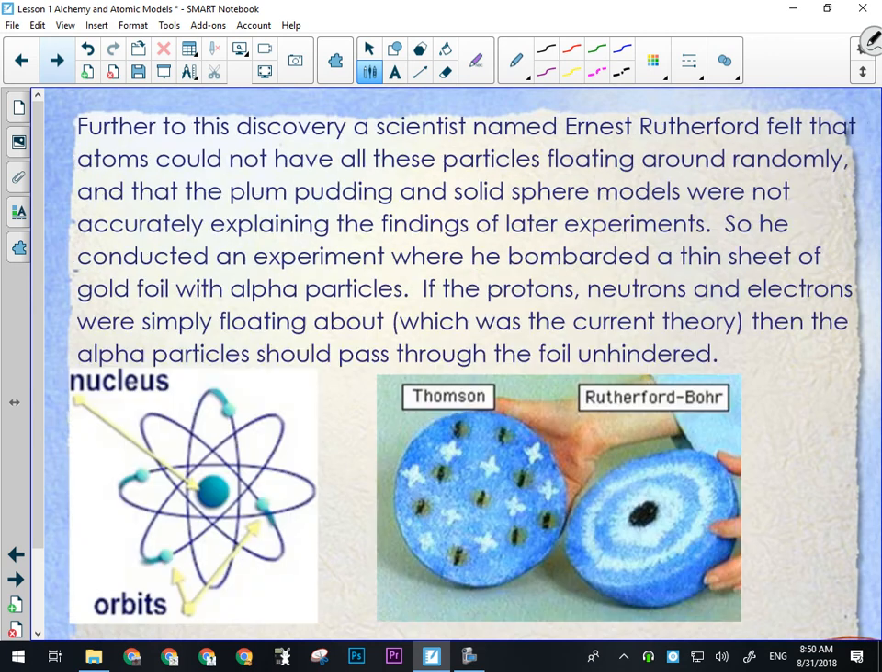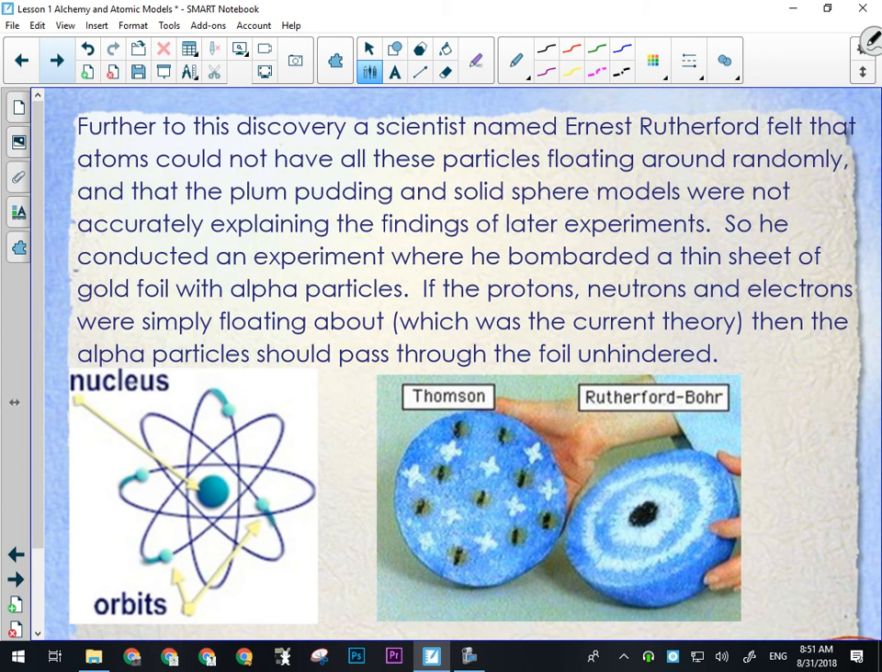So a guy came along, and he said, I've got to design an experiment that can find out whether there is a nucleus or whether atoms are much bigger or smaller than people think. A guy named Ernest Rutherford came along, and he said atoms couldn't have all those particles floating around randomly. It just wouldn't work. The plum pudding model and solid sphere models didn't account for things.